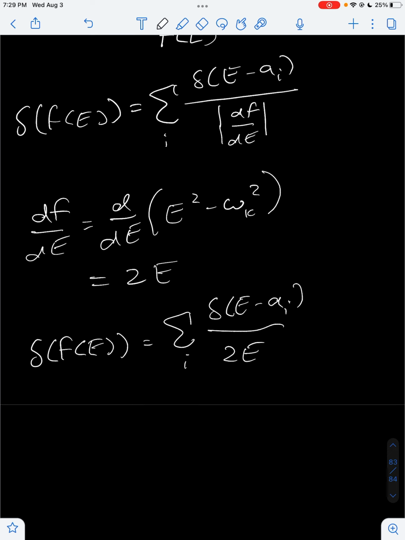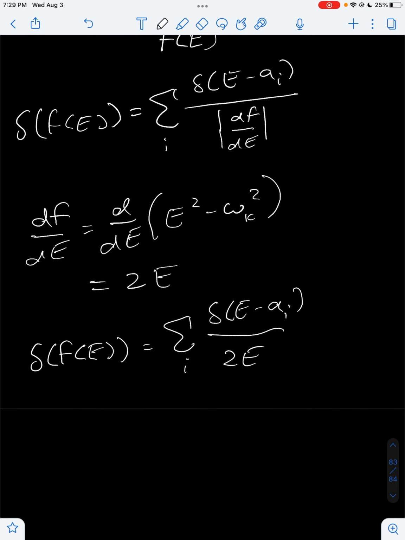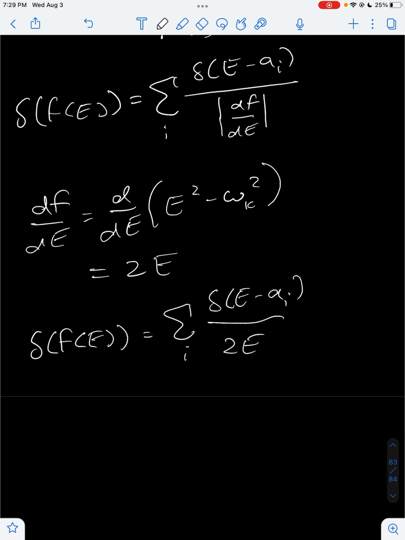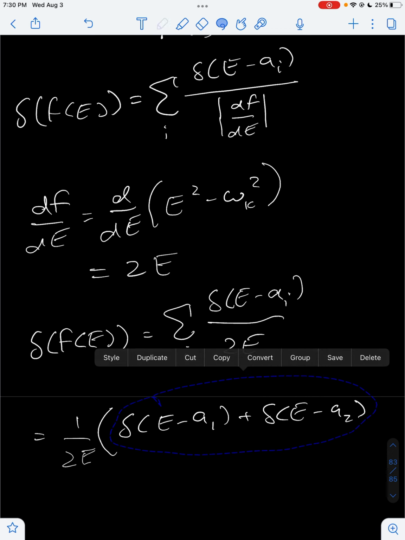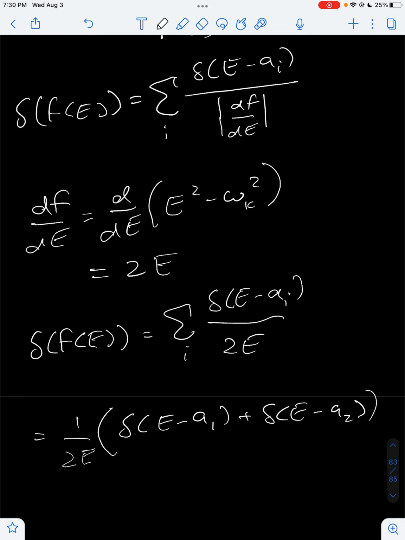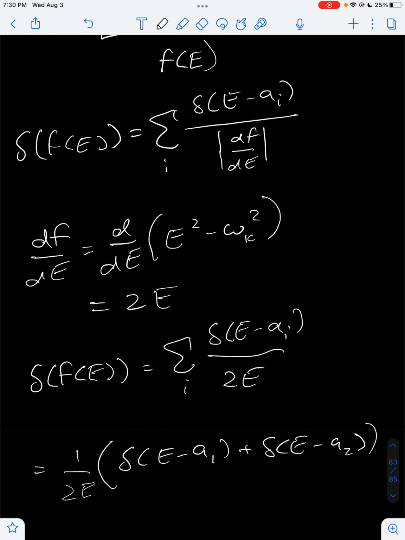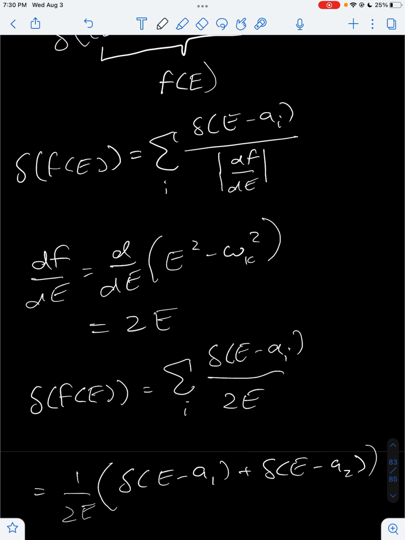We can factor out the 2e in the end, and now we just have to expand our sum. So that's just delta of e minus a1 plus delta of e minus a2. So let's move this down a bit. Okay, so now we have this, and we can see what a1 and a2 are.